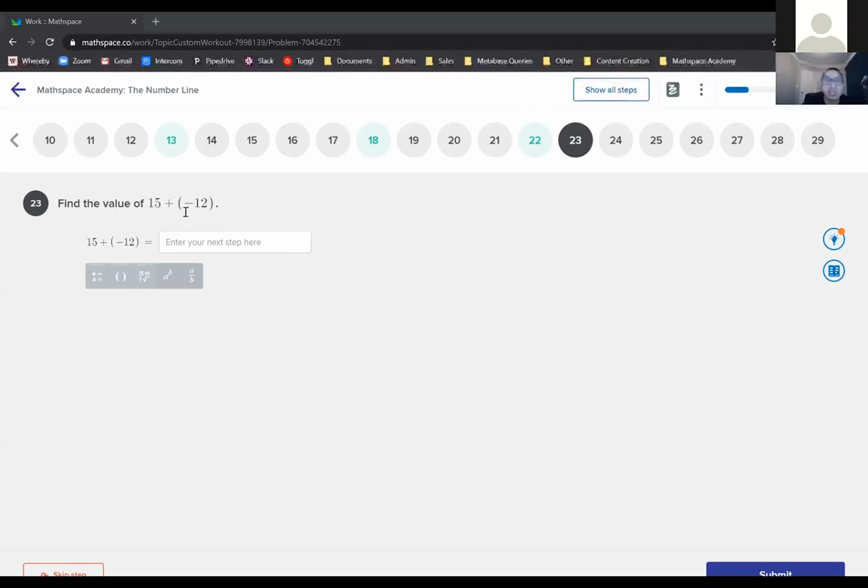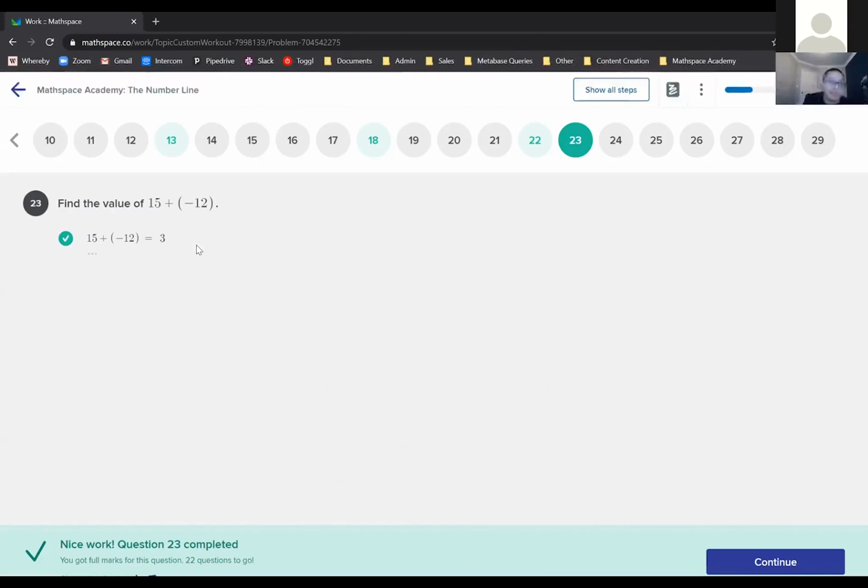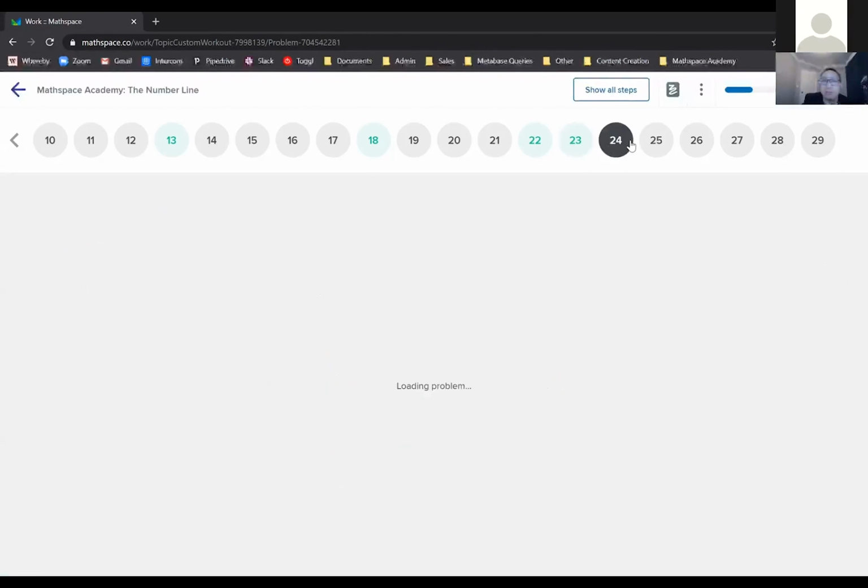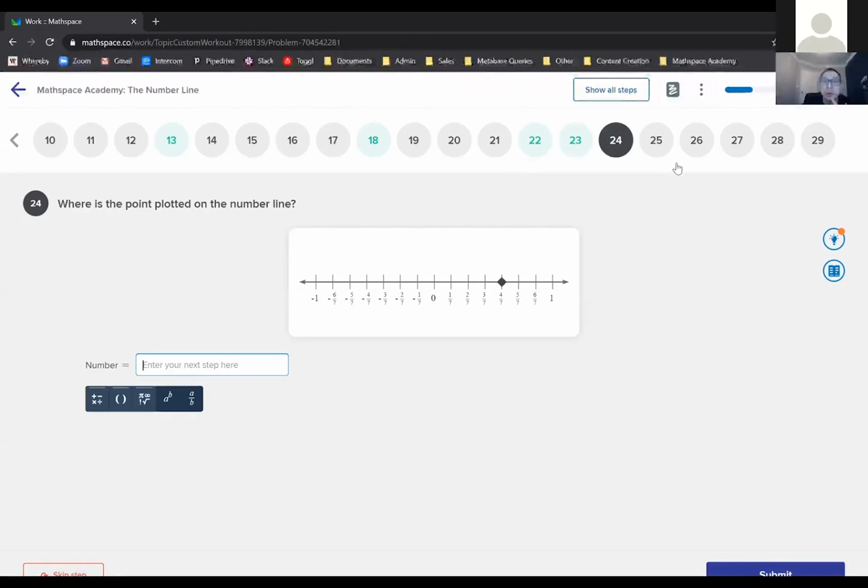Okay, so when you see 2 signs right next to each other, simplify it first, and then do the normal addition or subtraction. Is there one more that I might be able to do? No. All right.